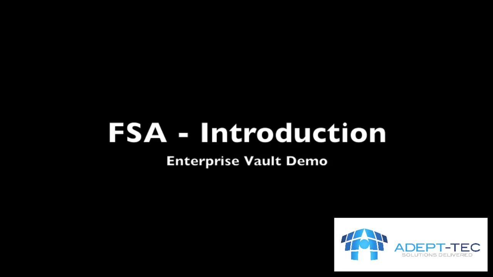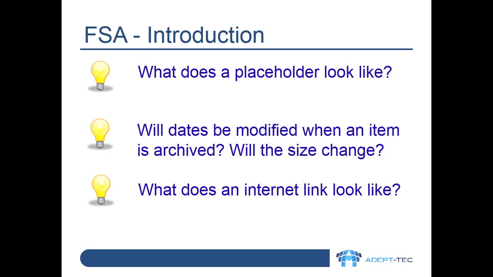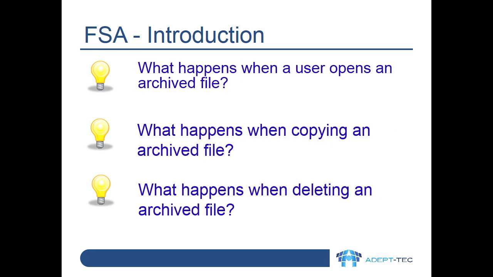Hello, welcome to an introduction to Enterprise Vault file system archiving from an end user's perspective. We'll see what a placeholder looks like in this video and what happens when an item is archived in relation to the modified date and the file size. We'll look at what an internet link looks like, what happens when a user opens an archive file, what happens when a user copies an archive file, and what happens when a user deletes an archive file.